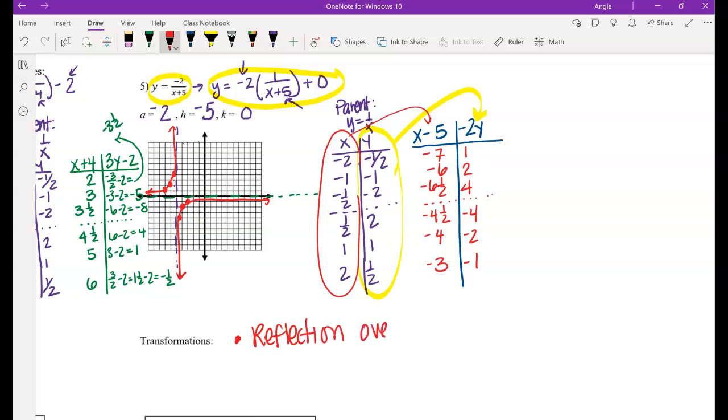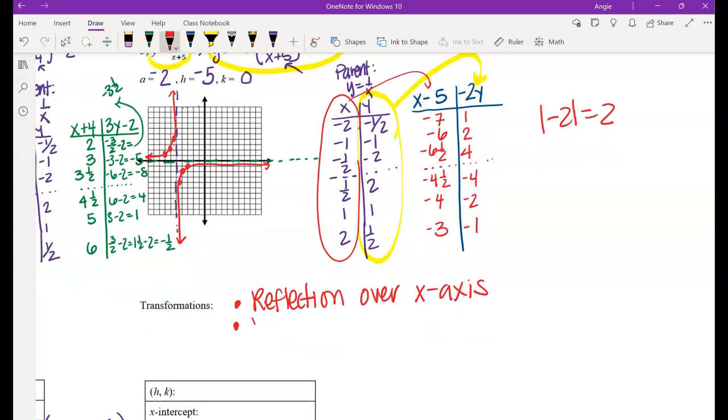Okay, transformations: we have a being negative, so that's immediately a reflection over the x-axis, or aka vertical reflection. Now, absolute value, guys, of -2 is 2, so that's going to be a vertical stretch of 2, okay? Then you have an h value of -5, so left 5 units.